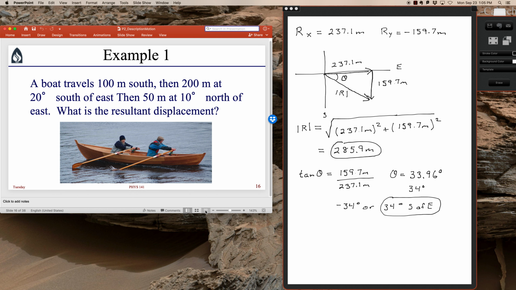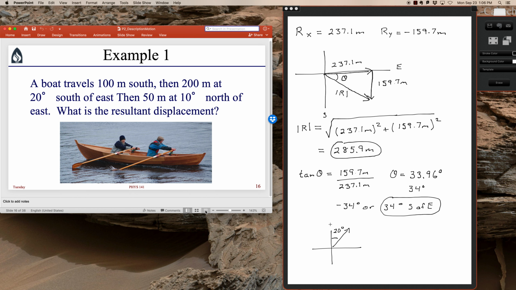Now, one thing that you may have noticed when I was breaking the vectors into components for this problem is that I seem to always use cosine for the x component and sine for the y component. And I want to warn you now that that's not always going to be the case. So for example, let's say I had a vector that was pointing in some direction, and I was given the angle, instead of with respect to the x-axis, with respect to the y-axis. Let's say it's 20 degrees as an example.